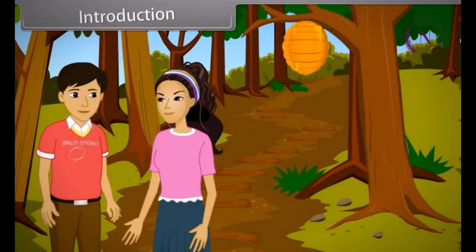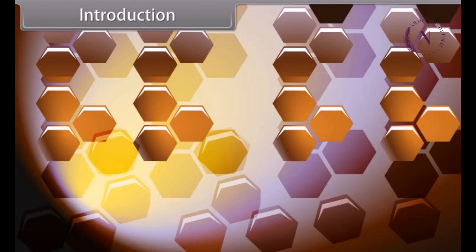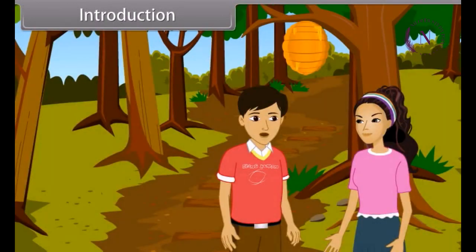Introduction. See those holes on the honeycomb. Yeah, how beautifully the bees make the honeycomb. Have you noticed the holes in that? They're in a pattern. Hey, yes, they form a pattern. In nature we can find so many things with patterns.